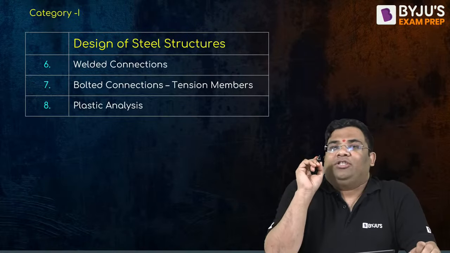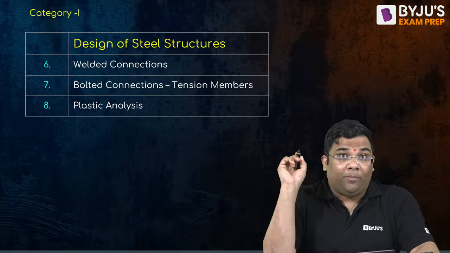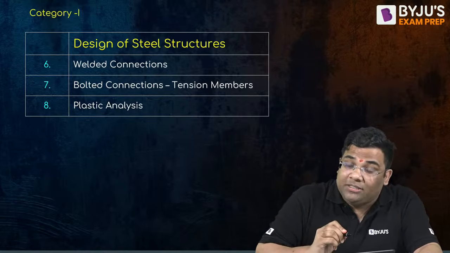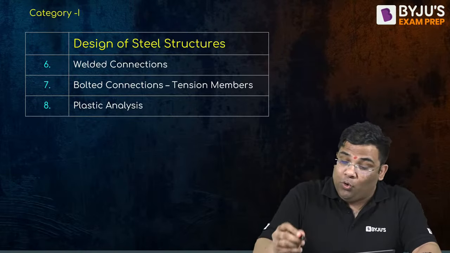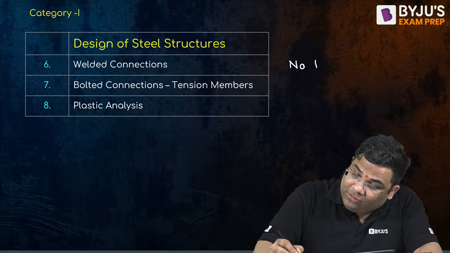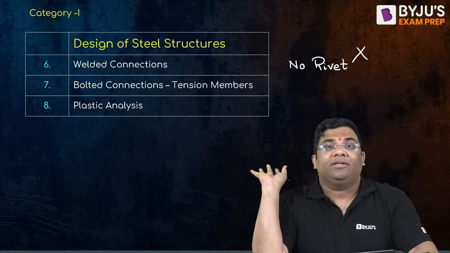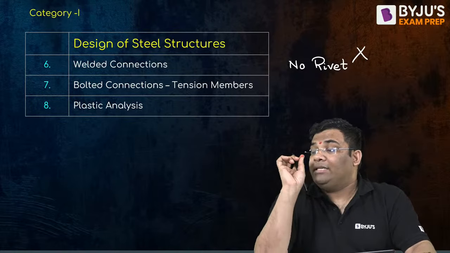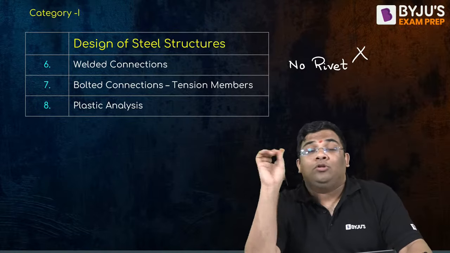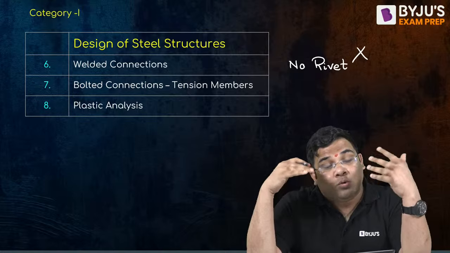The steel structure. In steel structure, three topics are important. Welded connections, bolted connections, no rivet. No need to study rivet for the GATE examinations. Don't study rivet. Okay? And bolted connection. See, columns is also important now. There are so many topics.